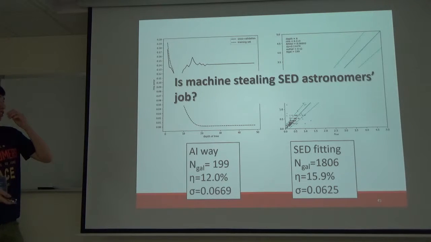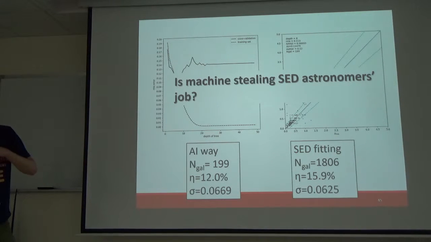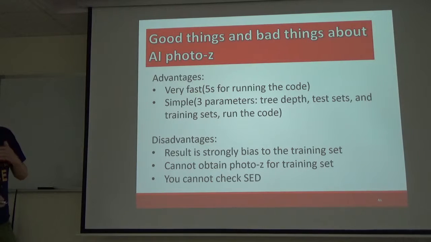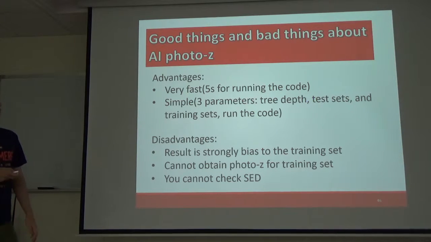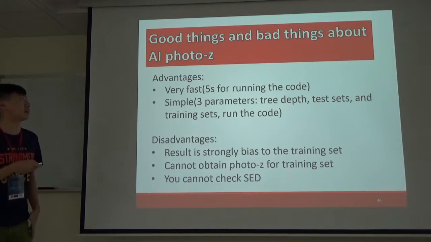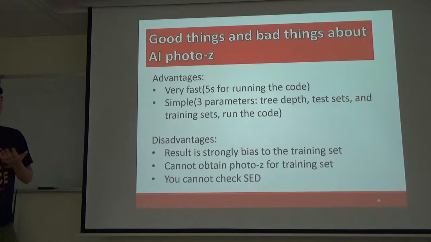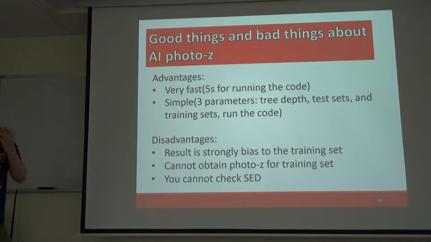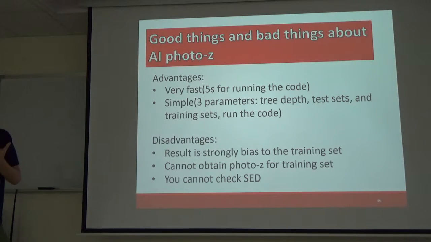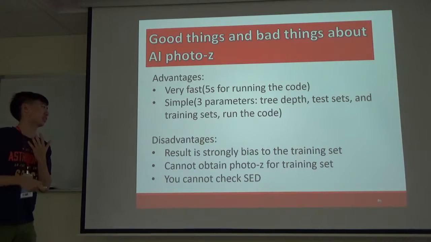However, you may have a question: is machine learning as strong as SED fitting? I actually thought about it. There are good things and bad things about AI photo-z. For advantages, it's really fast. It only took me like 5 seconds to run the code. It's also very simple. You only need to control 3 parameters. For random forest, it is the tree depth, the test set number, and the training set sample, and then you run the code and it takes 5 seconds. However, there are some disadvantages.